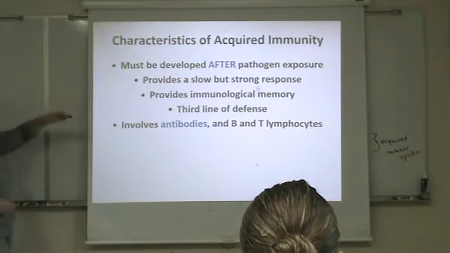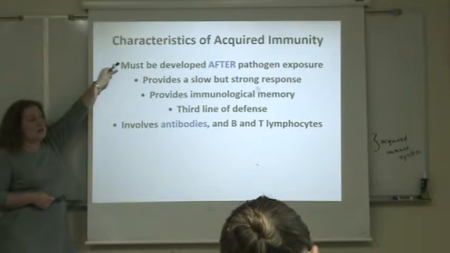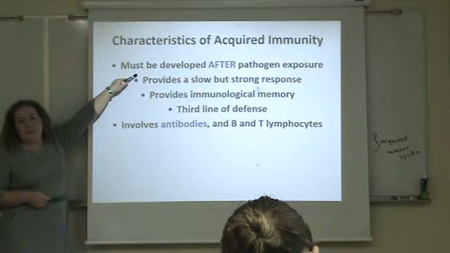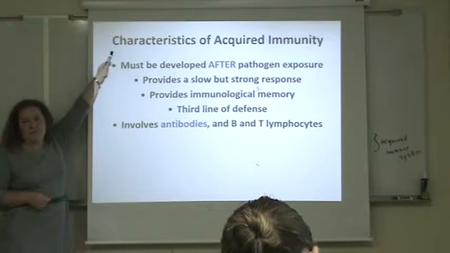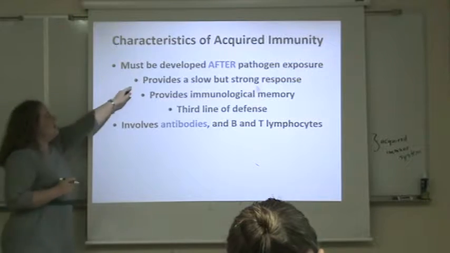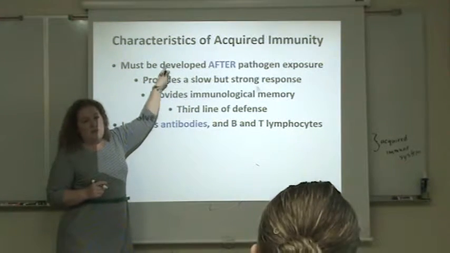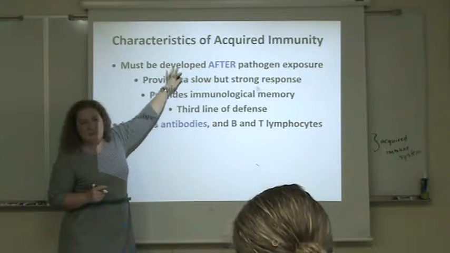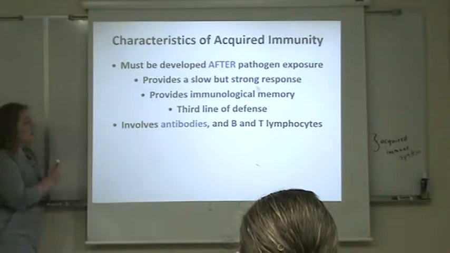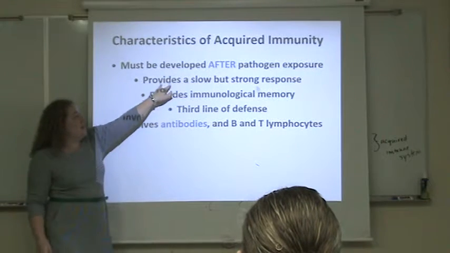We don't already have acquired immunity. If we did, we would say it's innate. It's not innate. We have to be exposed to the pathogen if we're going to develop this. So acquired immunity has to be developed. You have to make it. You have to do a process to make that kind of immunity. It takes a while to accomplish that.